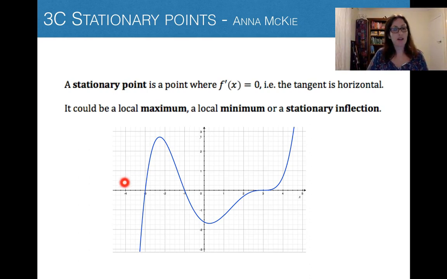Thinking about on this graph here where those stationary points, stationary meaning stopped, so the function here has a maximum at this point. Continuing on, we would have a minimum, sometimes called a local minimum, at the bottom here. And then this one over here is a stationary point, but it also doubles up as an inflection point. We'll get into more detail about those in the next video.